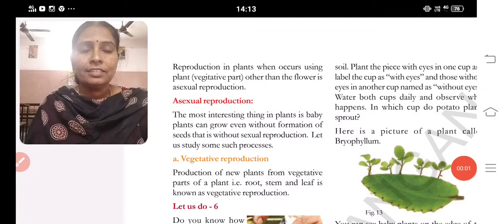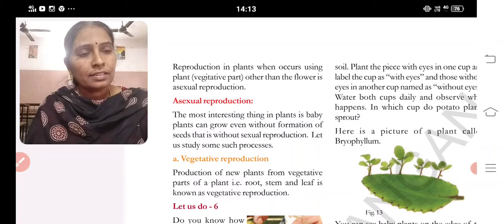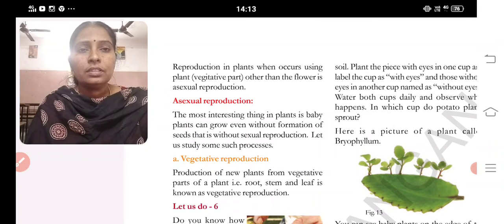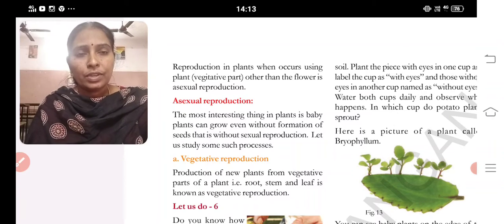Good morning children. In our previous class we discussed reproduction in plants and how it takes place, what the reproductive organs are, the male and female reproductive organs, how fertilization and pollination take place, and what the agents are which carry the pollination. Everything we discussed.